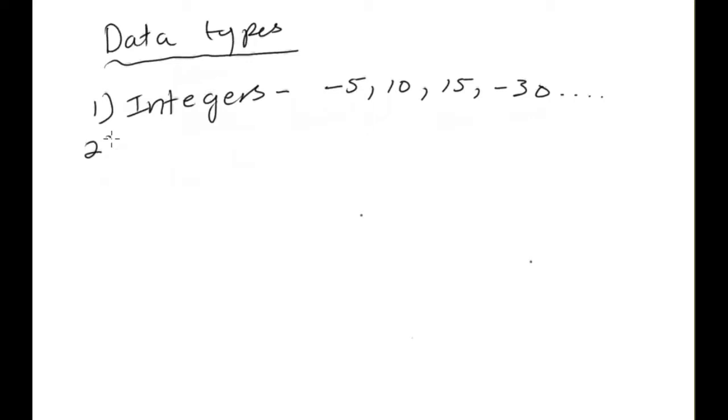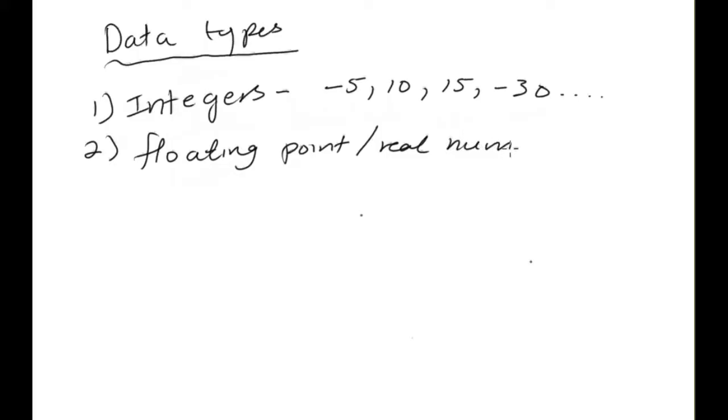The second data type, the floating point, or real numbers. Now these are positive or negative numbers with decimal places. Example, 0.55, -5.6, 6.7, etc.